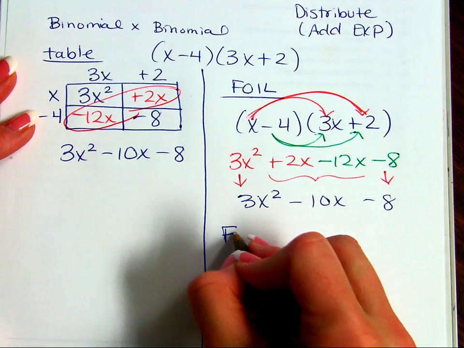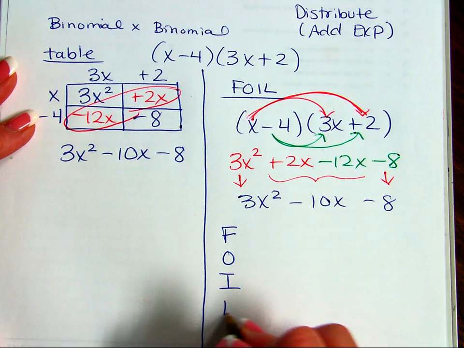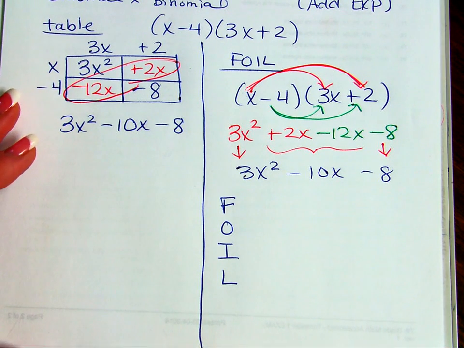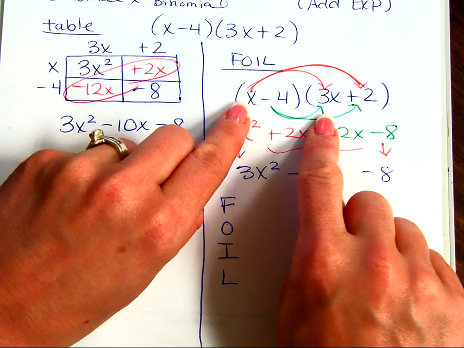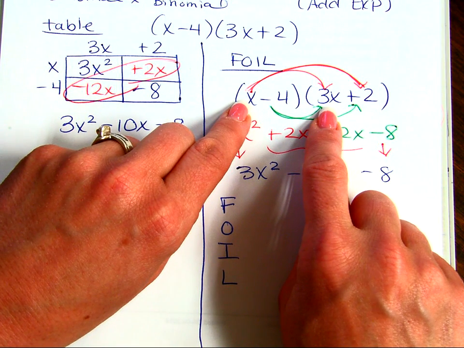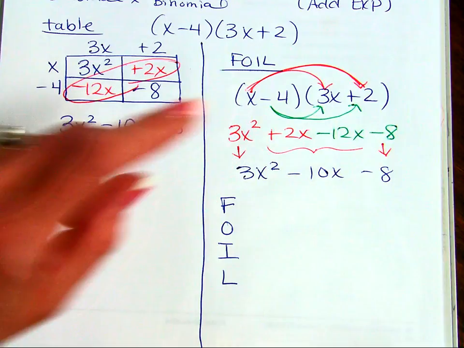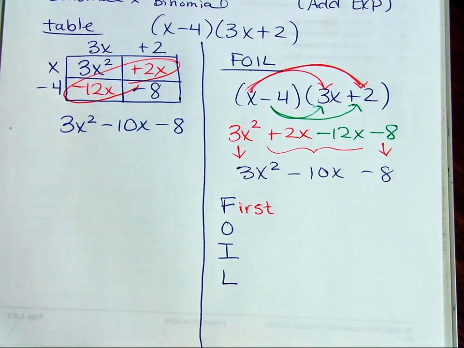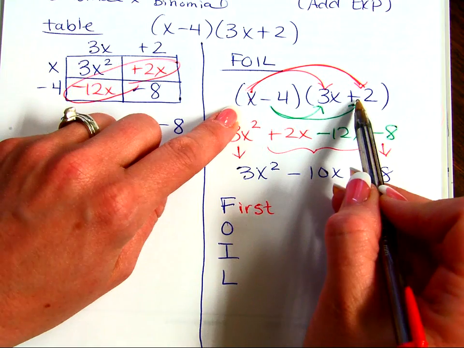So now, what does FOIL stand for? F-O-I-L. First, outer, inner. Yeah, okay. So let's look at this. When we did the x times the 3x, do you agree that both of those are in the first spot in the parentheses? Okay, so the first thing we're going to do is multiply the two first numbers. Then we did the x times the 2.